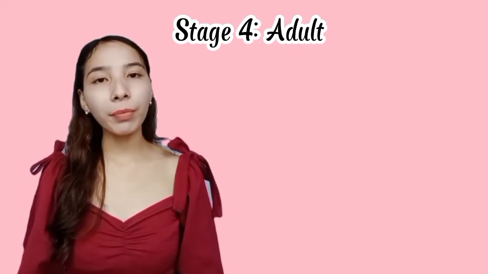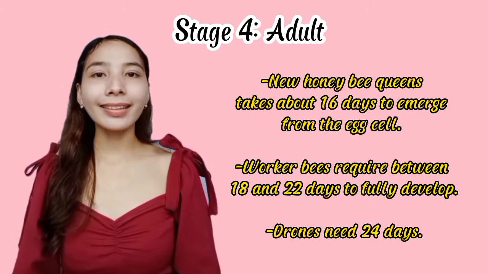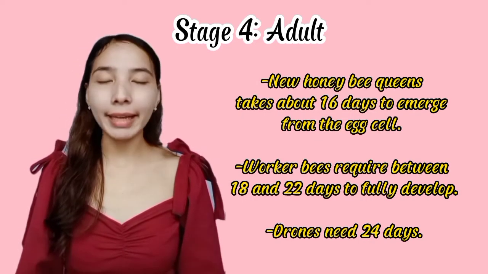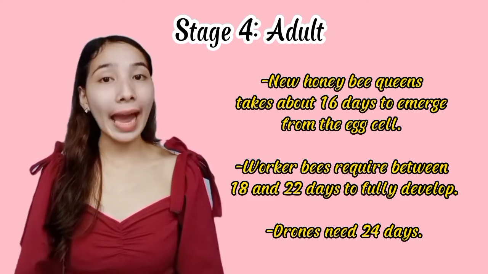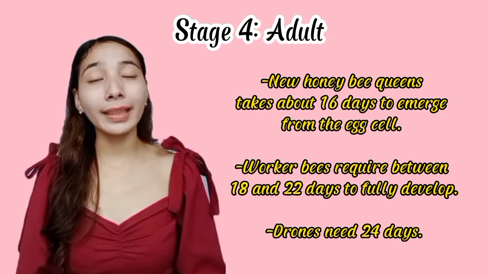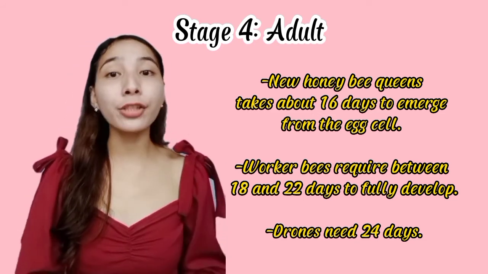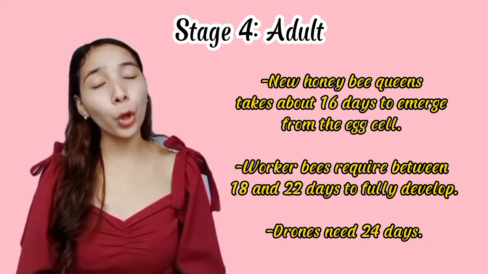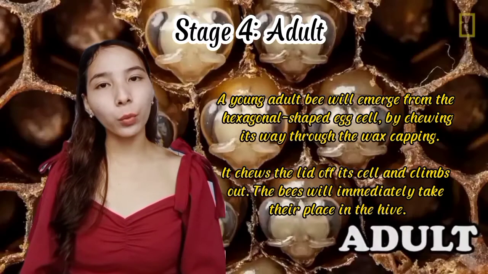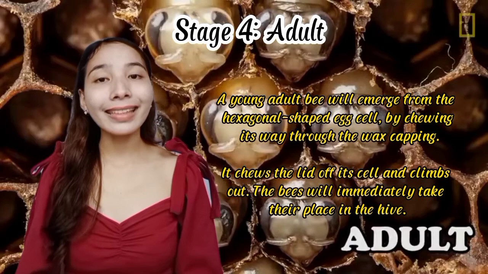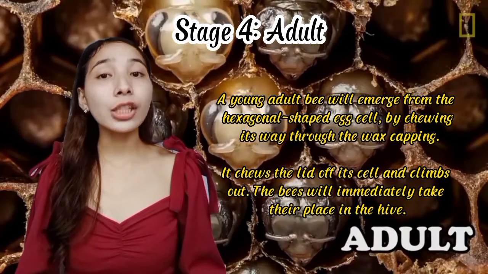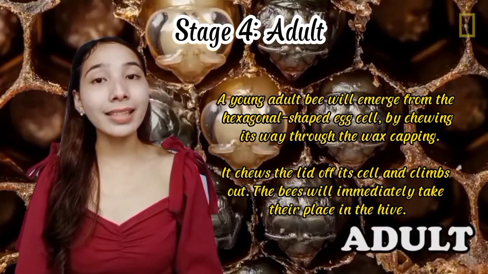All in all, from the time the egg was laid, it takes a new honeybee queen about 16 days to emerge from the egg cell, whereas worker bees require between 18 and 22 days to fully develop, and drones need 24 days. A young adult bee will emerge from the hexagonal-shaped egg cell by chewing its way through the wax capping.